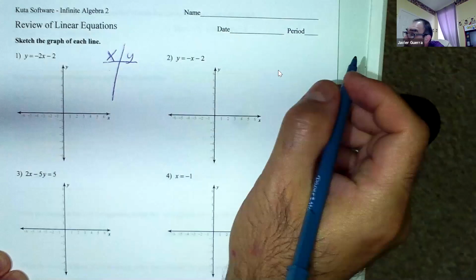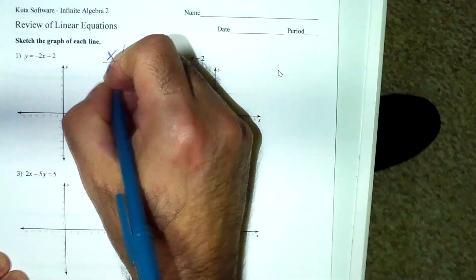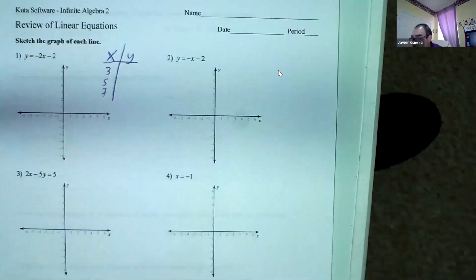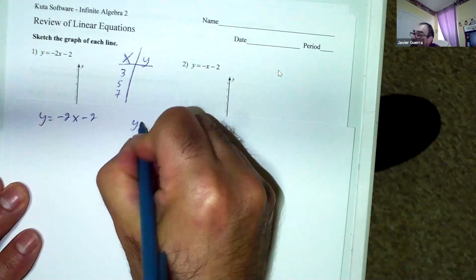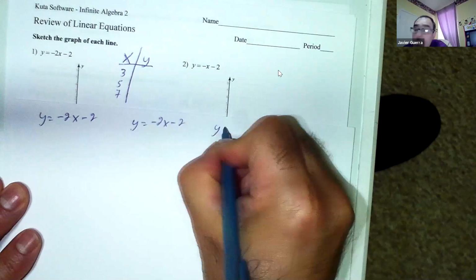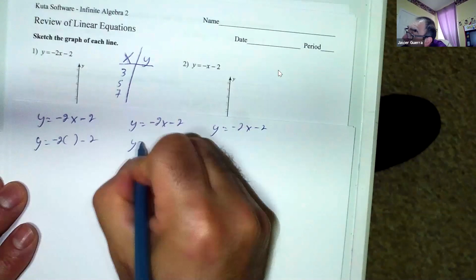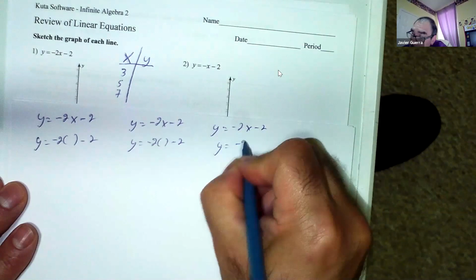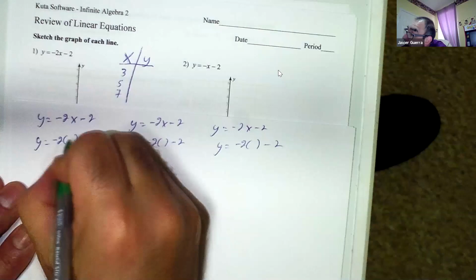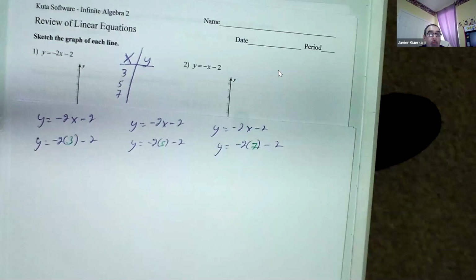3, 5, 7. Nice. 3, 5, 7. Okay. So we are going to substitute into the equation. I'm going to write my equation three times because I have three numbers that we all selected. And I'm going to substitute, in each equation, the value of x for each one. So you told me a 3, a 5, and a 7. And we're going to do each one individually.